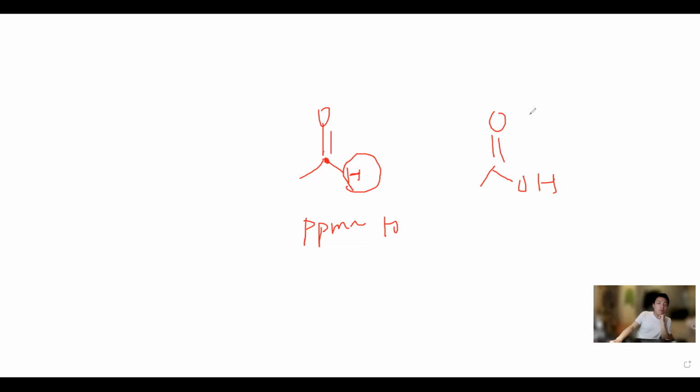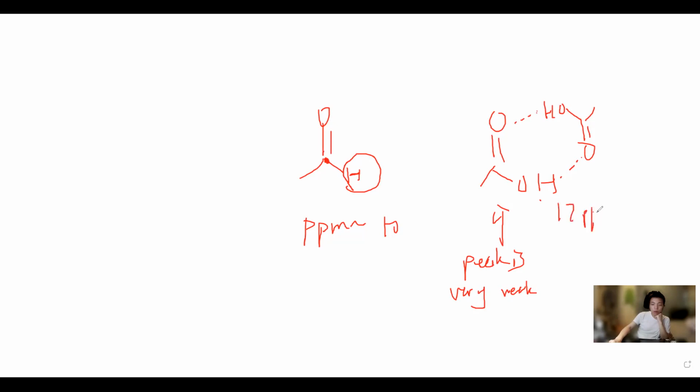Normally the peak will be really low. The peak is very weak. It does show up, but it's very weak. It's because of this interaction well known to carboxylic acids, the internal hydrogen bonds. It takes energy to break this bond, so some of them will be left there and be detected. And the ppm is around 12. Very distorted.